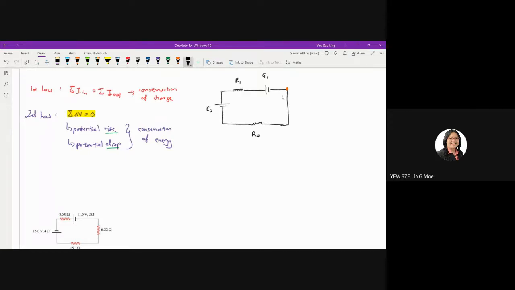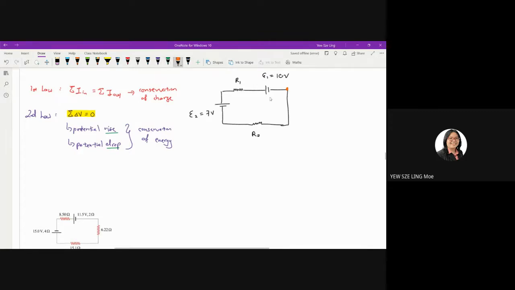Well, first thing, you check the value for EMF1 and EMF2. If you are given the value, then that would be the best. For example, if according to the question, EMF1 is equal to 10 volt, and EMF2 is equal to, let's say, 7 volt. Now you have two EMFs with different values. So how are you going to determine the directions of current?